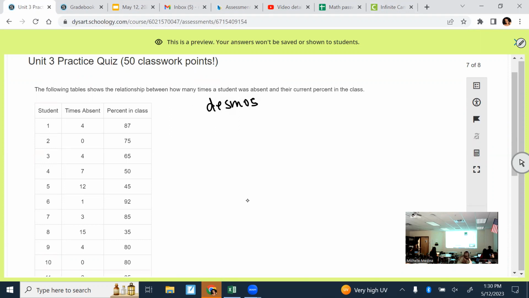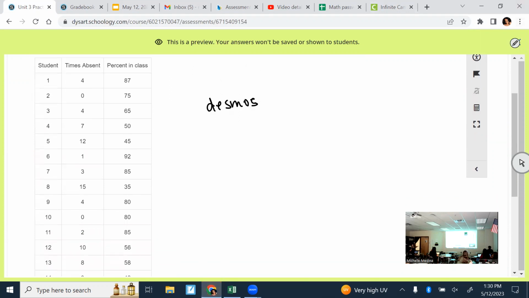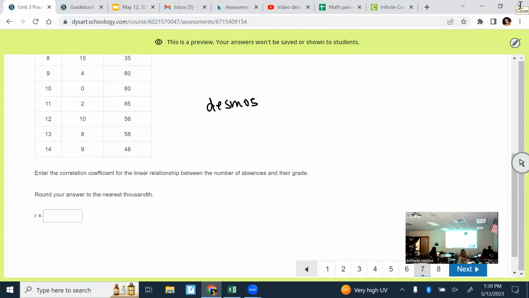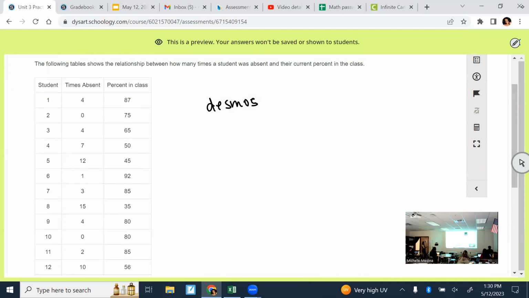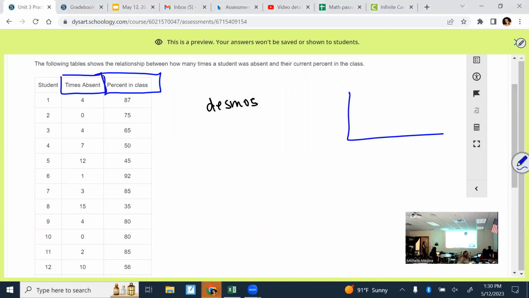Now, what you would type in, you have to look at the two things being compared. So we have the correlation coefficient for the linear relationship between the number of absences and their grade. All right, because it is a bit confusing that there's 3 columns. Really, you're just looking at these two. These two are the things that are being compared. Now, which one depends on the other? Is it that your absences depends on your grade in the class, or that your grade depends on your absences?